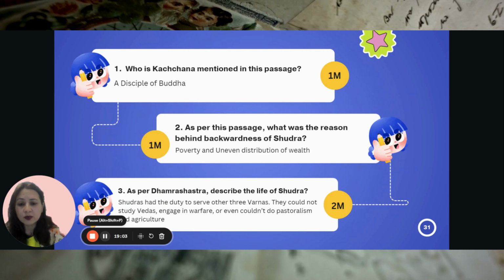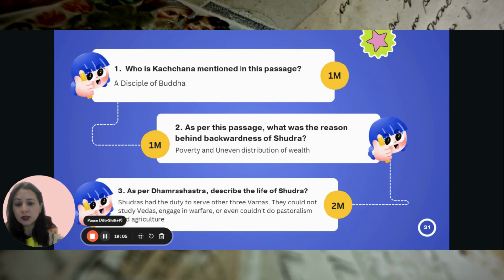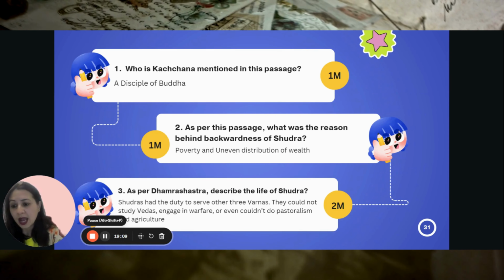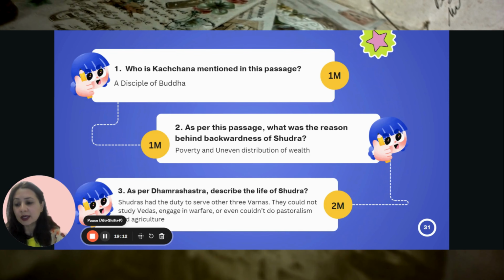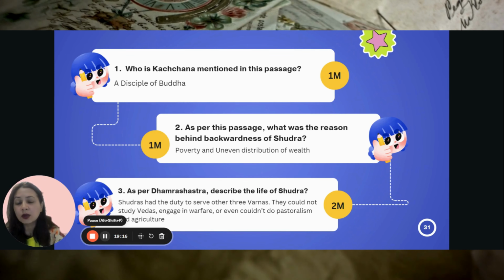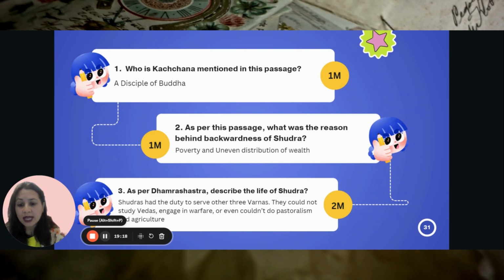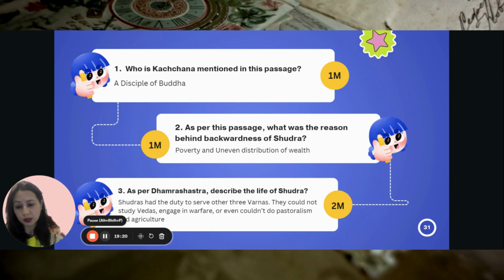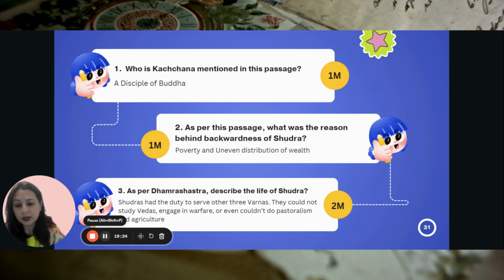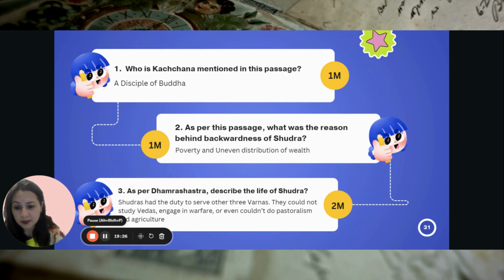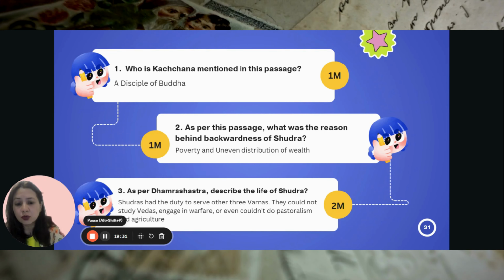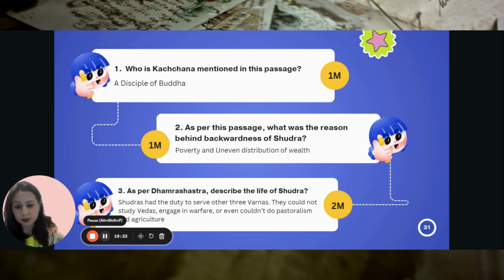As per this passage, what was the reason behind the backwardness of Shudras? That is poverty, uneven distribution of wealth, and even inequality in the opportunities. Shudras were devoid of any opportunity to develop. As per Dharma Shastra, describe the life of a Shudra. Again, this is indirect. Shudras were supposed to serve the other three Varnas. They could not study Vedas, engage in warfare, and couldn't do pastoralism and agriculture.